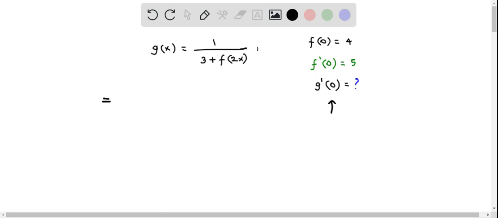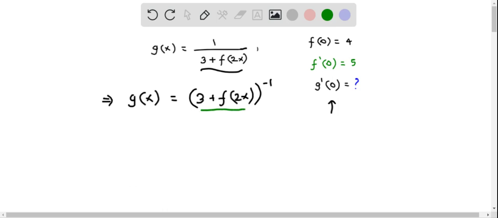So first, I'm going to rewrite this given g of x in power form. This is an expression in the denominator, so we write this as a power of 3 plus f of 2x raised to the power of negative 1. Now this is in power form. We can find its derivative by applying the power rule. And before that, we can also do some substitution here. I'm going to substitute u equals 3 plus f of 2x.